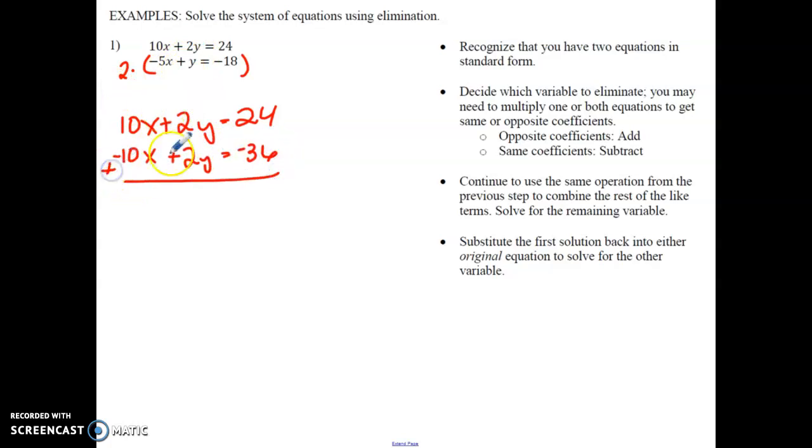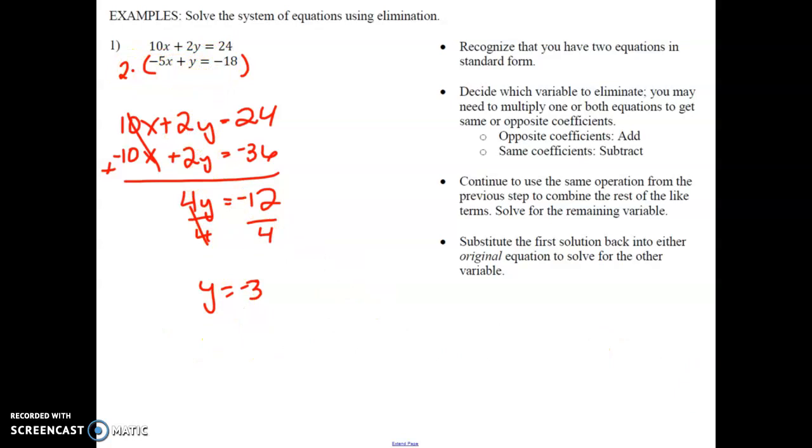And I'm going to go ahead and add my two equations together. So I get 4y equals -12. And divide by 4 on both sides to get y equals -3. Okay, so the only thing that has changed is that first step of multiplying.